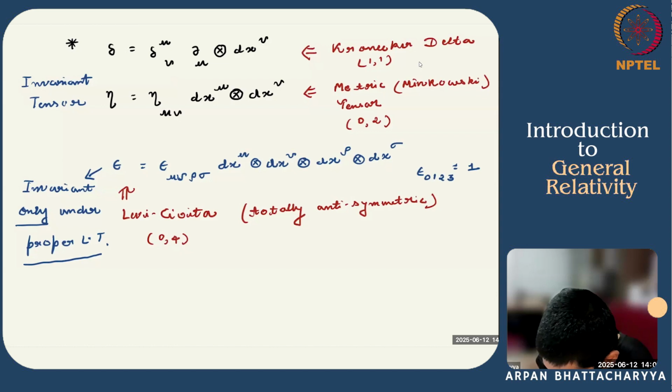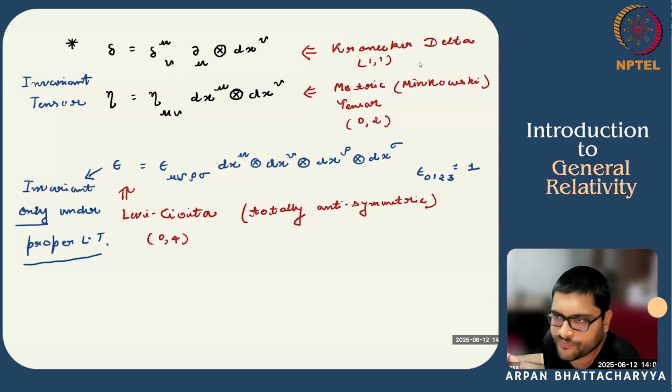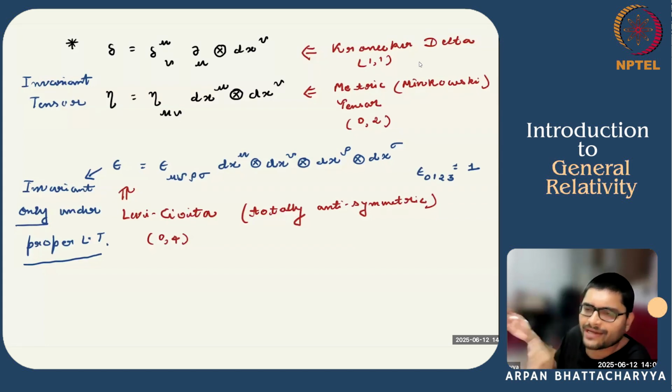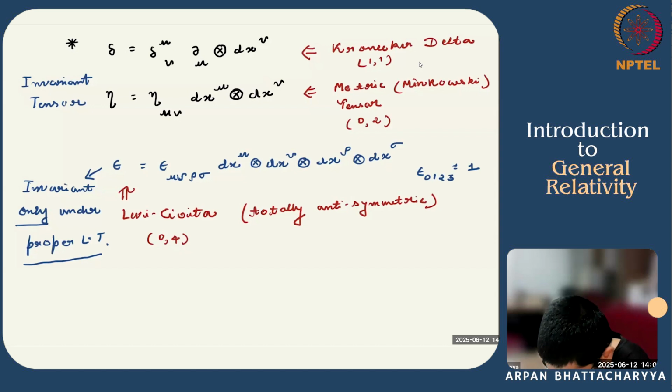And also we have identified the Minkowski metric tensor, which is a (0,2) rank tensor, also invariant under Lorentz transform. In fact, the definition of the Lorentz transformation, the Lorentz group, is that it preserves the Minkowski metric. And then we have introduced one more tensor, which is known as the Levi-Civita tensor. It's a (0,4) rank tensor, and it is totally antisymmetric in these four indices, mu, nu, rho, sigma.